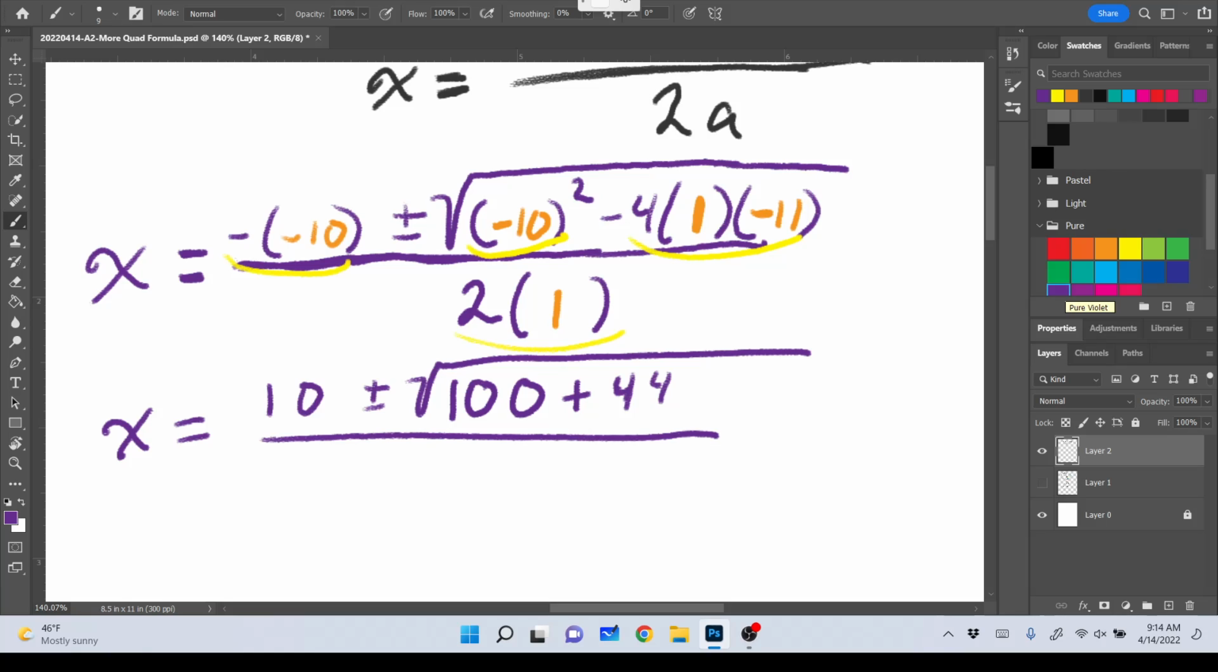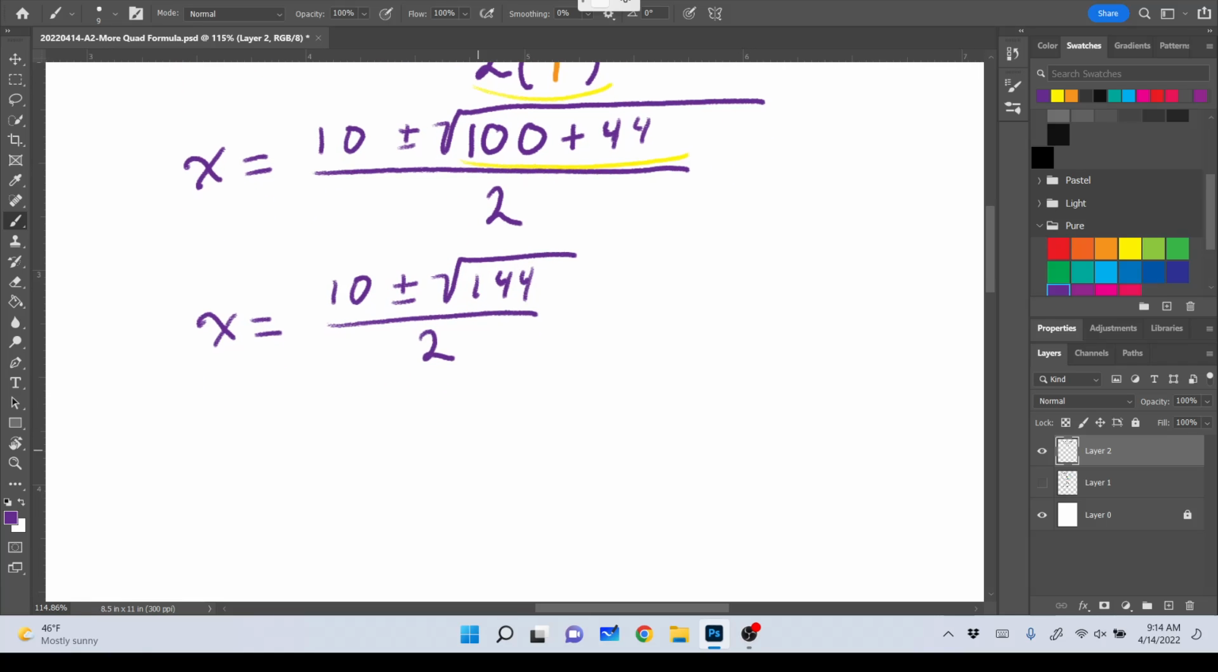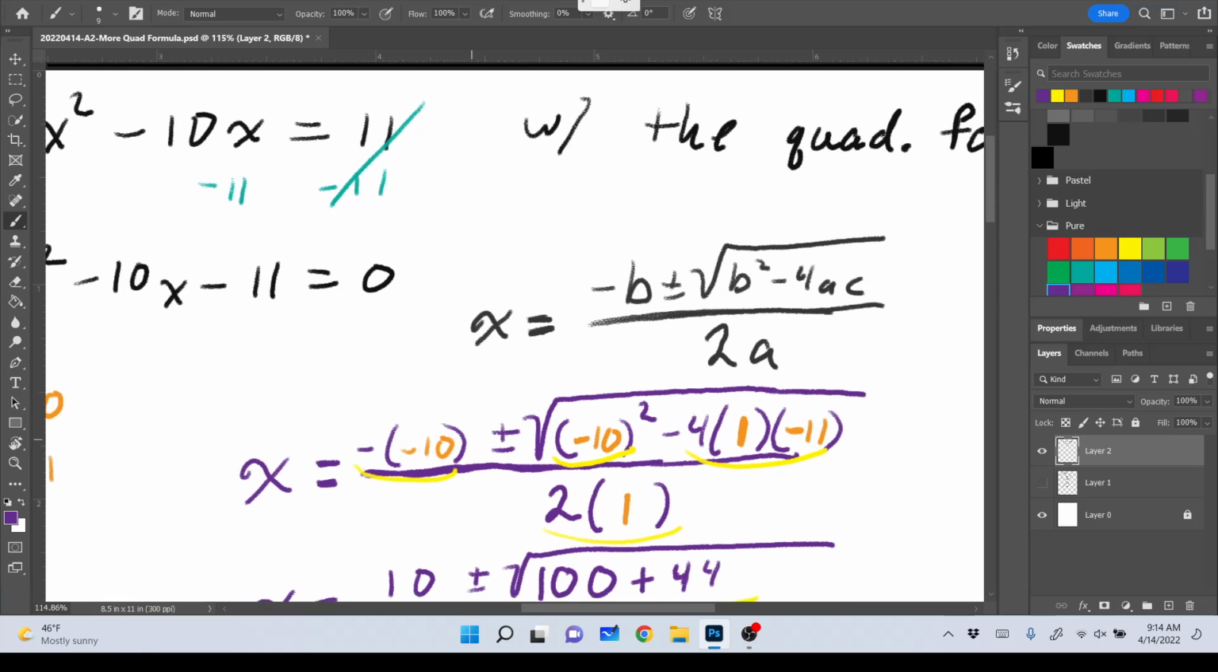Y'all have got to be asleep because I keep asking easy questions and then there's no response on the easy stuff. So next, we of course would add these two together, right? No. That's magic, man. You can't do that. X equals 10 plus or minus the square root of 144 over 2. It would be 12, which, if that comes out even, it means we could have saved some time and factored this from the beginning, but that's okay.